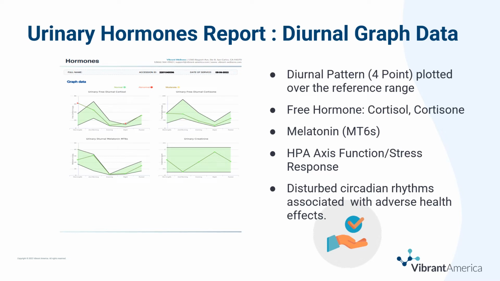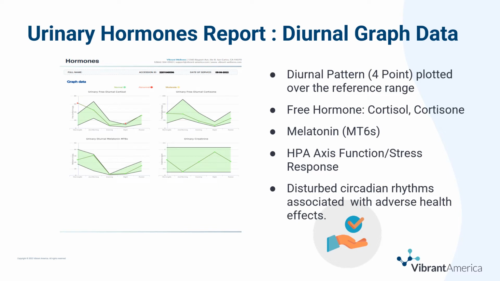Creatinine is not a hormone. It's used in hormone testing, however, to normalize values to adjust for concentrated or dilute urine. Cortisone is the deactivated form of cortisol that circulates in the body. It's also found in the urine normally in a diurnal pattern. A diurnal rhythm is a biological rhythm that is synchronized with the day and night cycles. The diurnal rhythm of cortisol and melatonin production is regulated by the circadian pacemaker located in the brain.